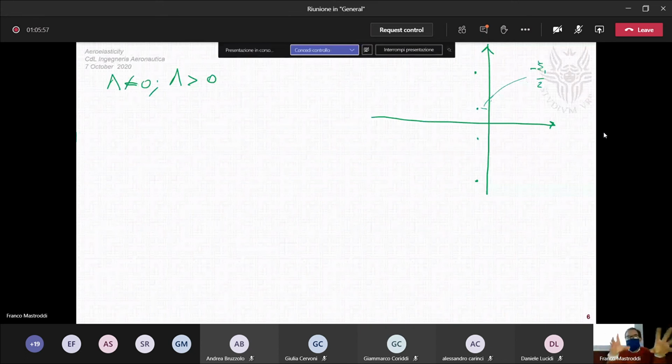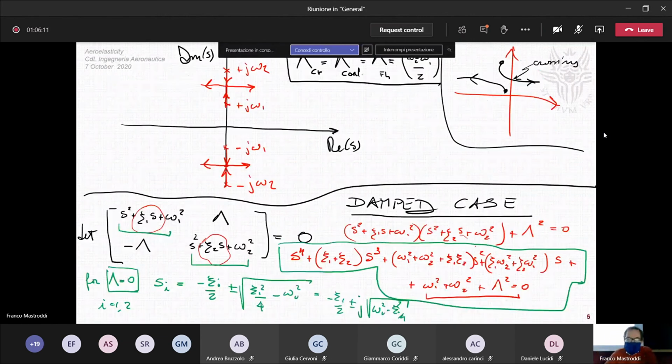Damped in the sense of the panel. In the panel description, I am including the damping given by the structures and the damping given also by the aerodynamics. Okay? So I have a break.